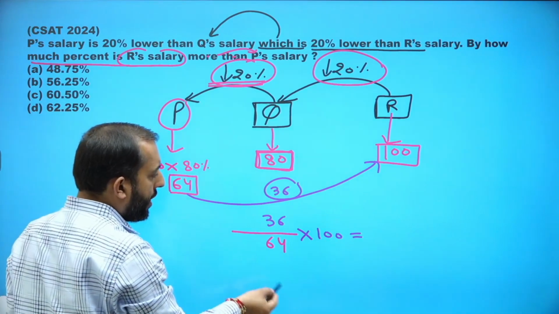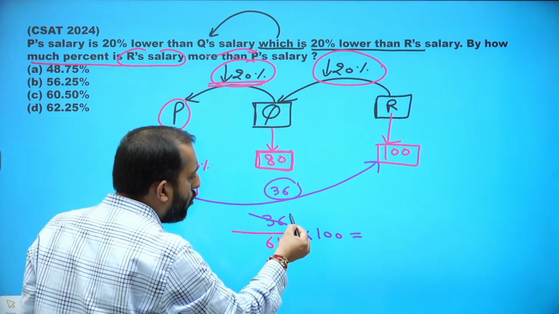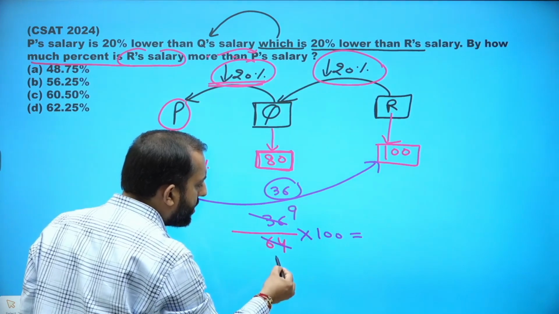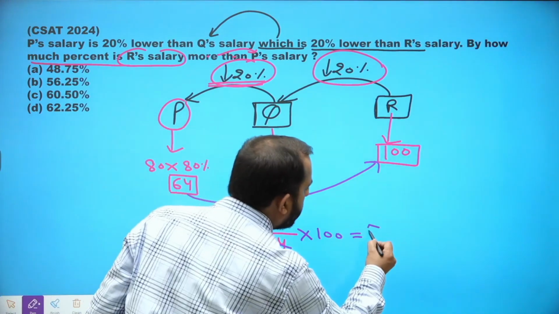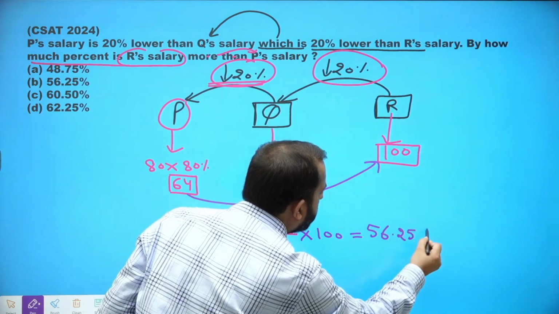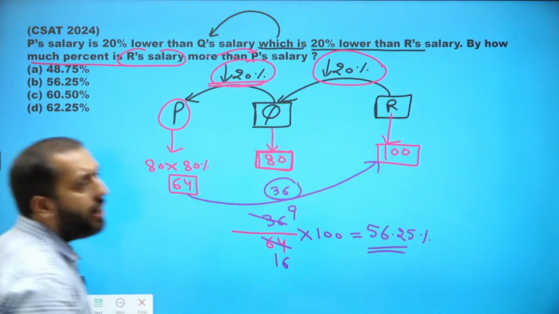So we can cancel it out with 4. 4 9s are 36, 4 16s are 64. Okay. Now, if we solve this, it comes out to be equal to 56.25%. Kindly make a note of it.